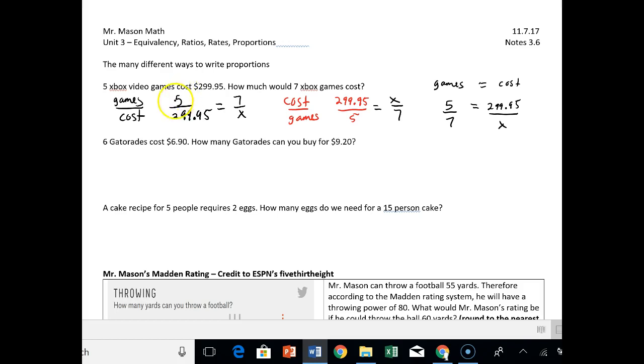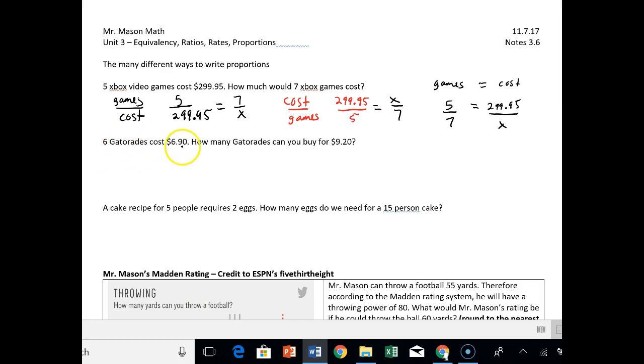So notice the 5 is also always associated with $299.95 here, vertically or horizontally, right? It's never diagonally associated, right? And same with 7. 7 is either horizontally associated with 5 or vertically. So you're trying to keep games together and cost together, or the cost and games together. It's all a relation. Let's do another one.